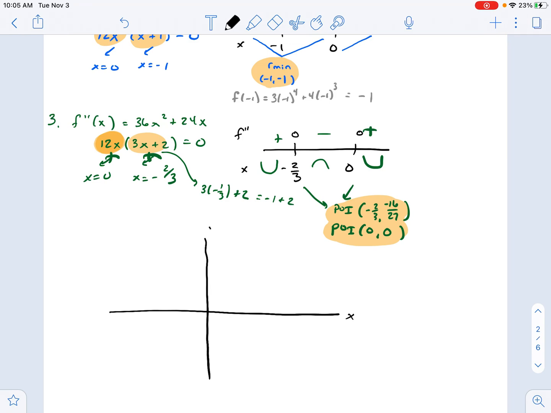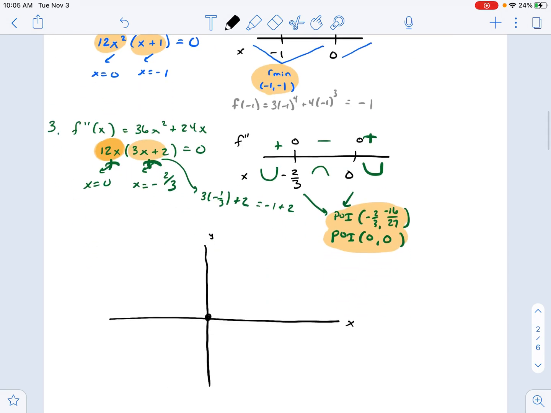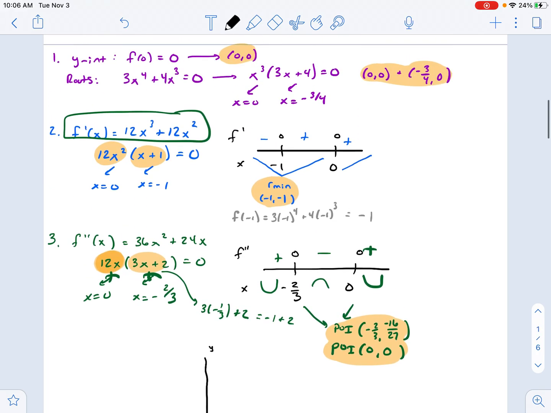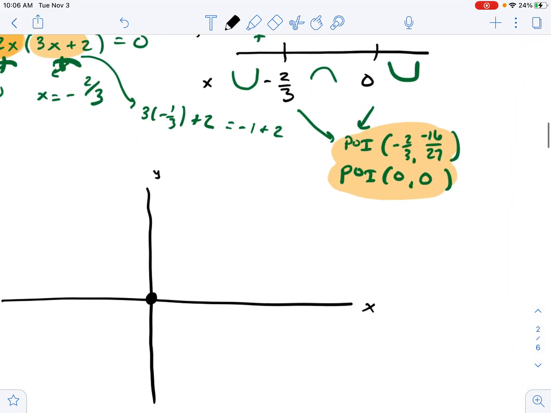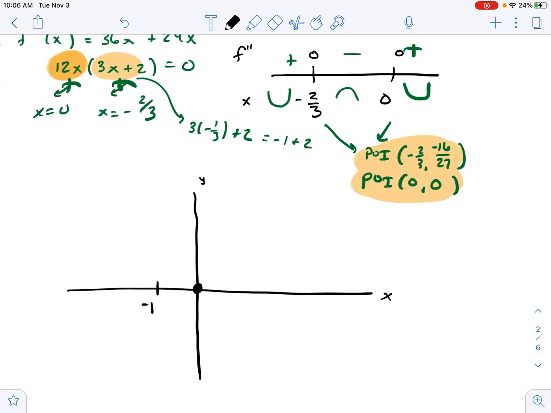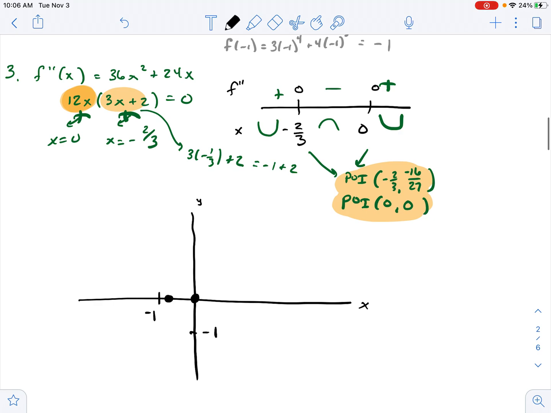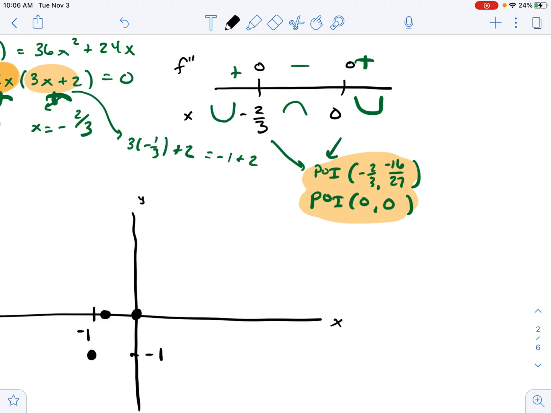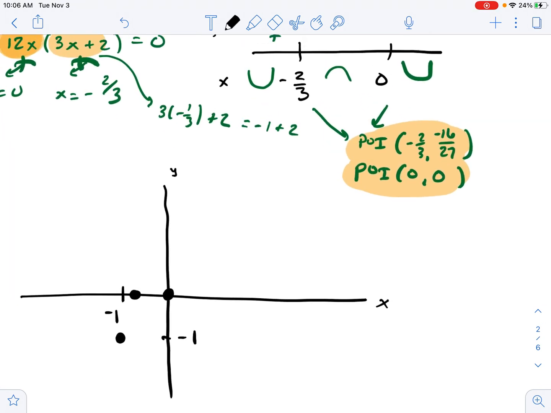So I'll create a set of axes here. And let's see, we're dealing with 0, 0. Negative 1, let's see, we got a root at 0, 0, and then again at negative 3/4, comma 0. So I'm going to call this negative 1. And so right about there is negative 3/4, comma 0. Okay? We have got a min at negative 1, negative 1. So right down here. We've got a point of inflection at negative 2/3, negative 16/27.